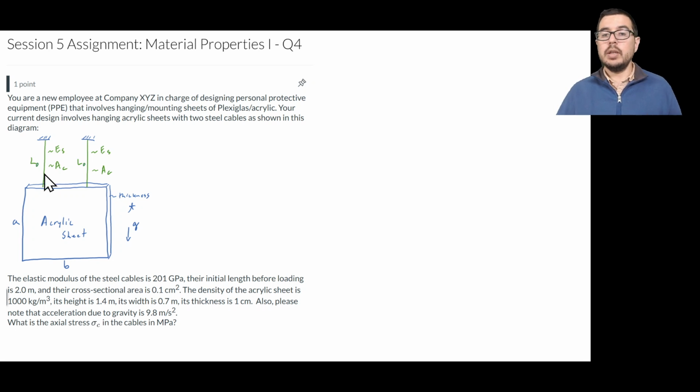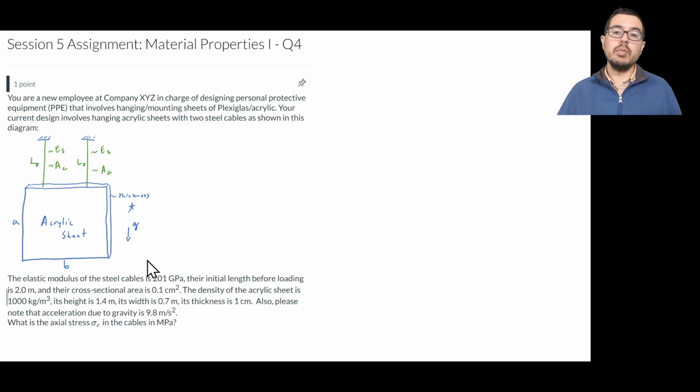In this question, we are being asked to calculate the axial stress in the cables of this system. So we see that there's a sheet of material that's being suspended in the air by two cables. We're going to assume that these cables have the same length, the same cross-sectional area, and the same elastic modulus, and we're given a density for this acrylic sheet along with some dimensions: height, width, and thickness.